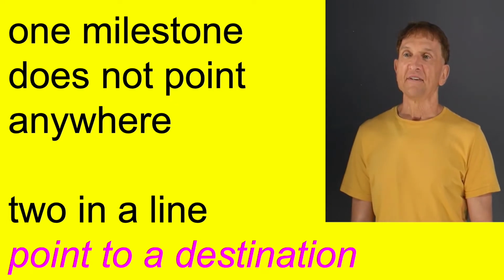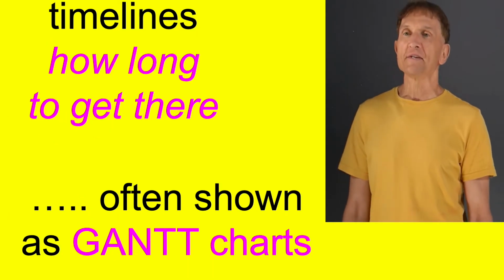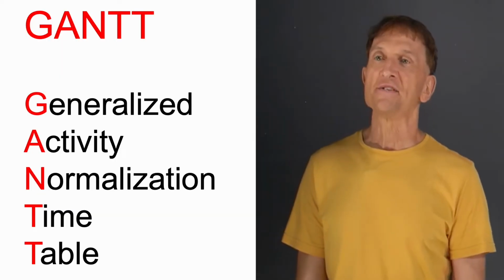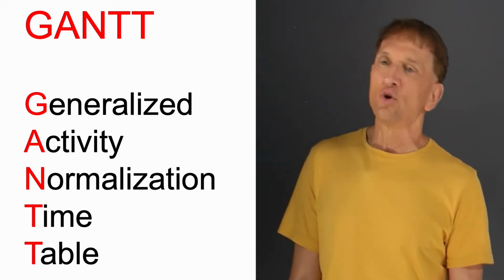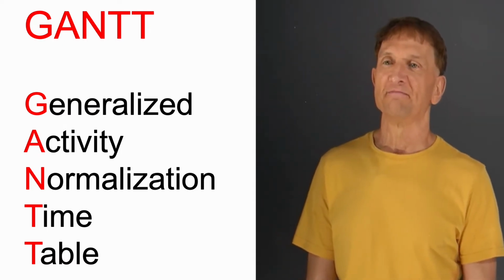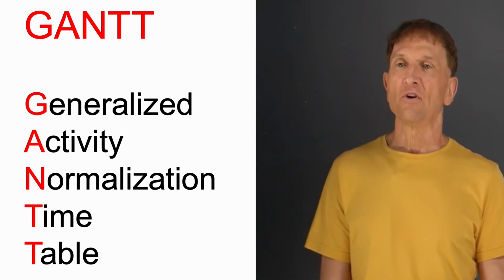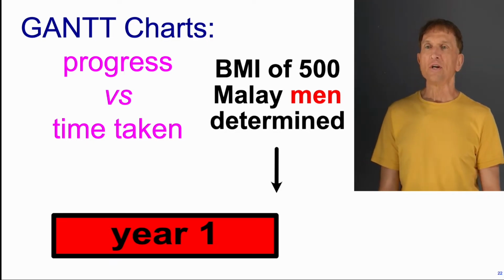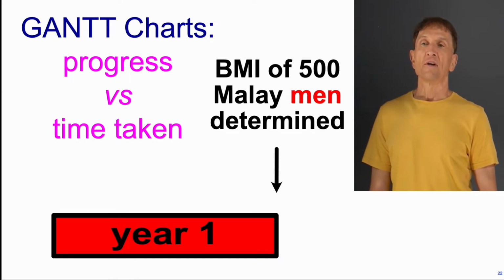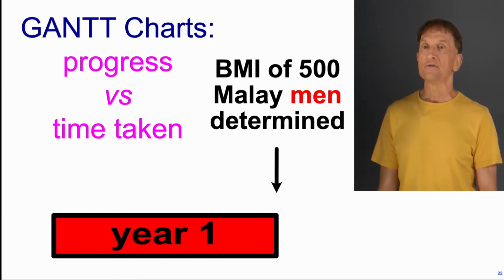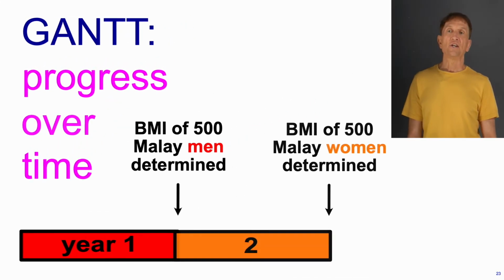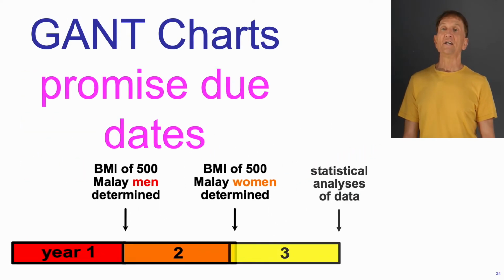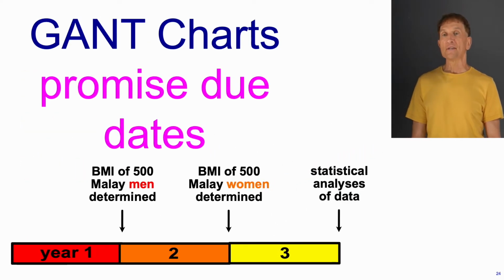Now, timelines show you how long it's going to take to realize these milestones. And they're often shown as Gantt charts. Gantt charts are generalized activity normalization time tables. So let's plot a Gantt chart for our project. It's going to plot progress versus time taken. In the first year, we might set out to get those 500 BMI data points for Malay men. And then in year 2, we'll do it for Malay women. And in year 3, we'll do statistical analyses of the data.